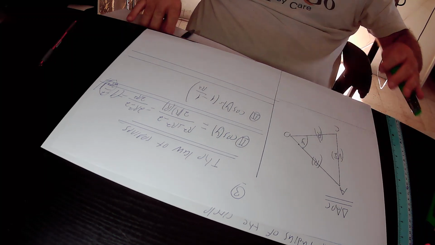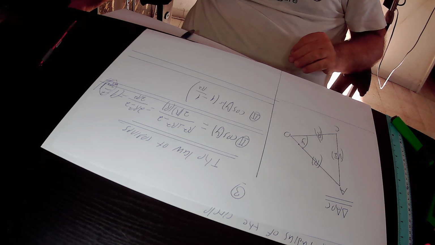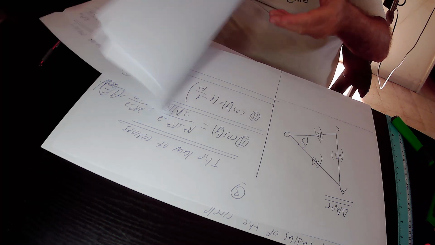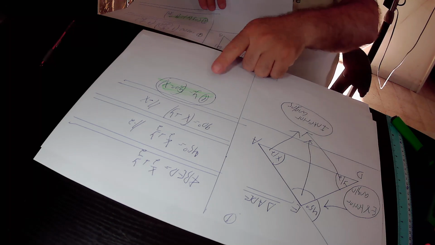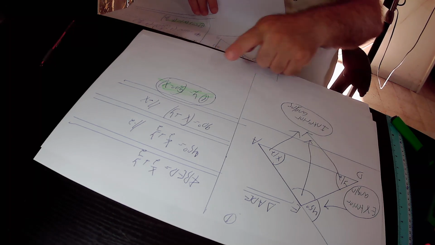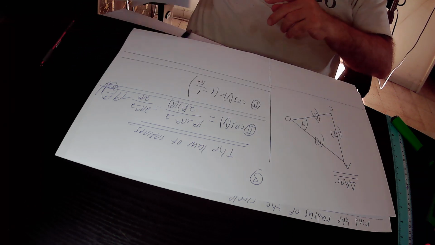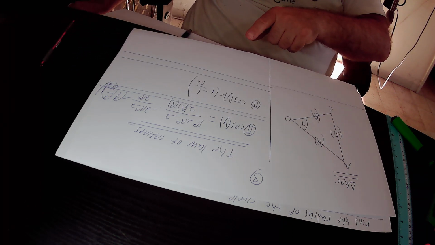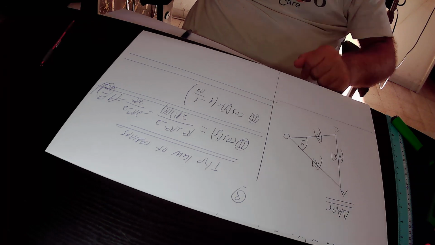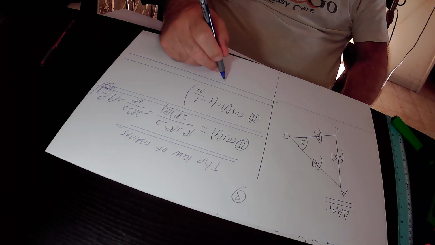But we have already found out in the beginning of the lecture that y equals 90 degrees minus x. So I write it here that we already found out that y equals 90 degrees minus x.